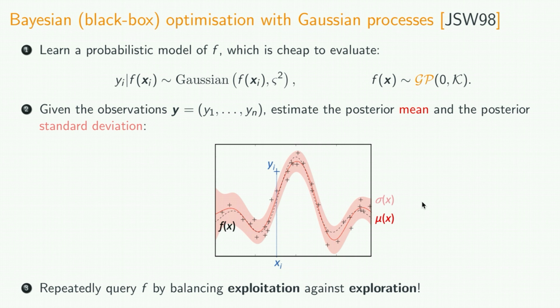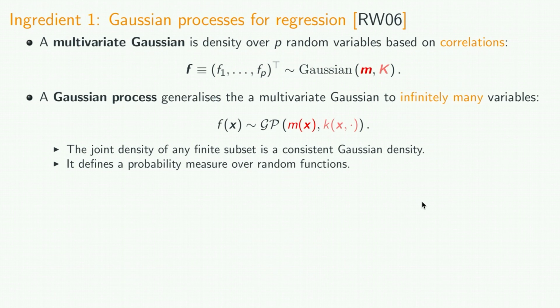And so essentially there are two components. The first component is the Gaussian process surrogate model, and the second component is an acquisition function that will enable us to do this trade-off between exploration and exploitation. So let me first talk about the Gaussian process surrogate model. This is typically a standard Gaussian process for regression model.